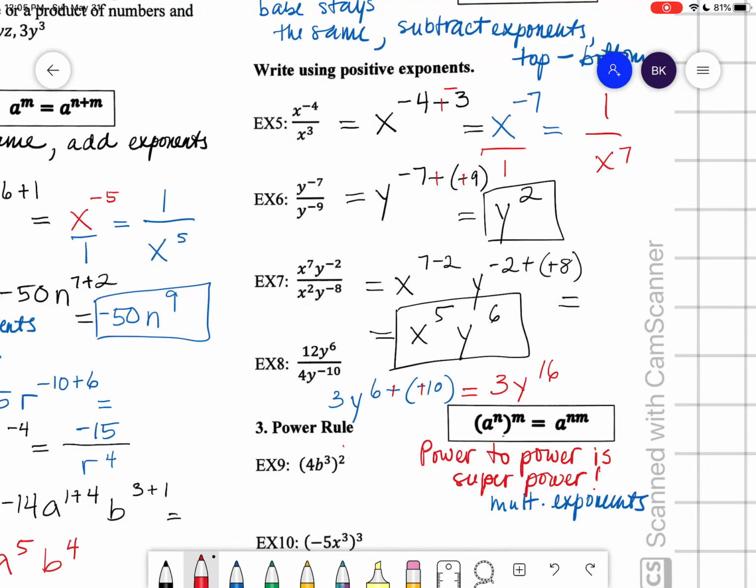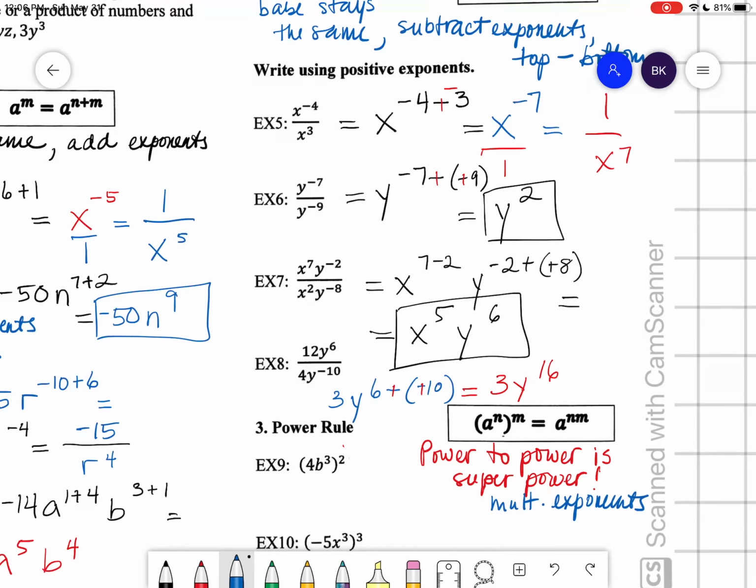Final rule is called a power rule. And the power rule says whenever you raise a base that is already raised to a certain power to another power, you have to multiply the exponents. I say power to power is superpower, right? Because multiplication is way more powerful than addition, and therefore it becomes a superpower. So you multiply the exponents, okay? So you're not adding, you're multiplying the exponents.